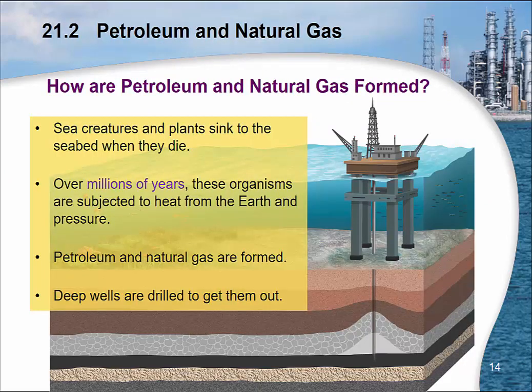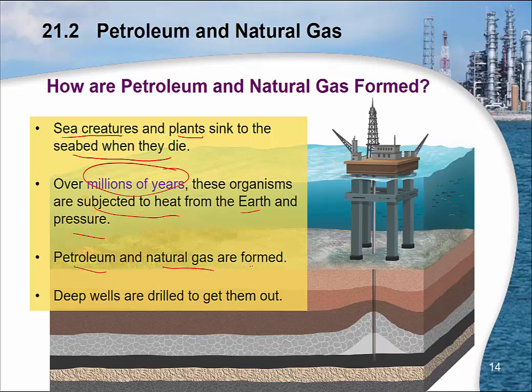Now, how are petroleum and natural gas formed? This is not very important, just for information. Based on whatever we know, they come from sea creatures and plants that sink to the bottom of the seabed when they die millions of years ago. These organisms are then subjected to heat from the earth and the pressure when sand covers them up, and under high pressure and temperature, they slowly convert into petroleum.